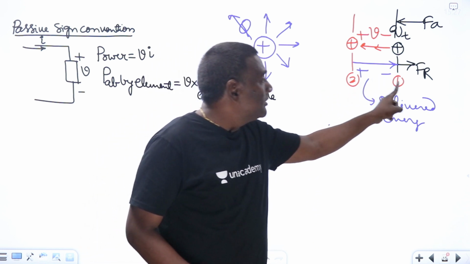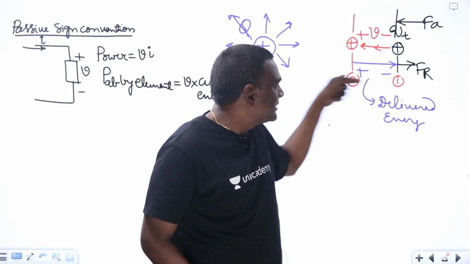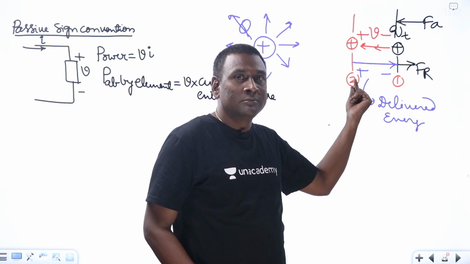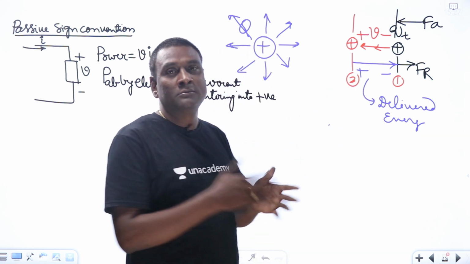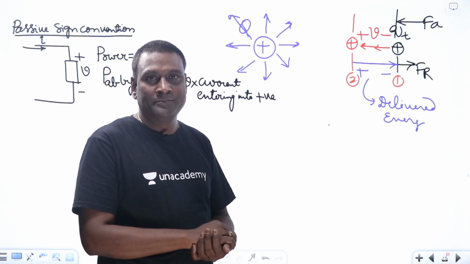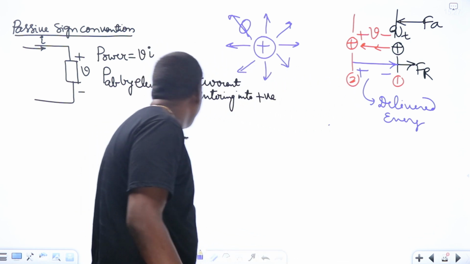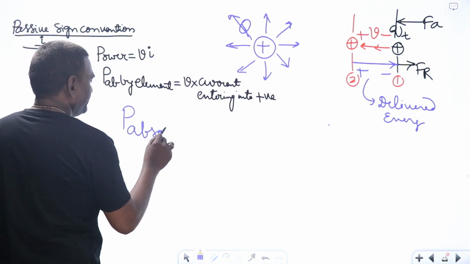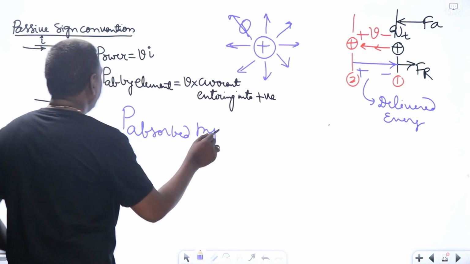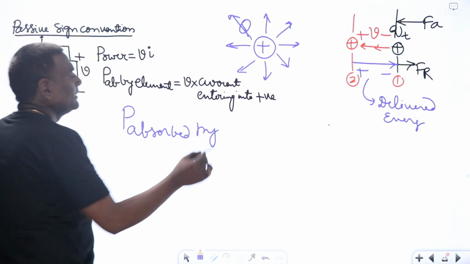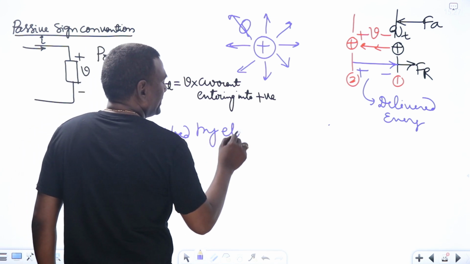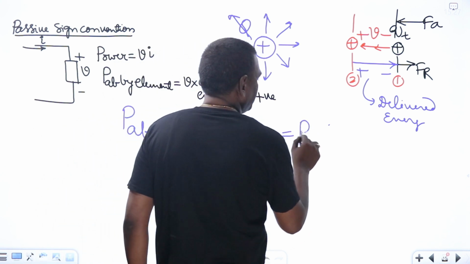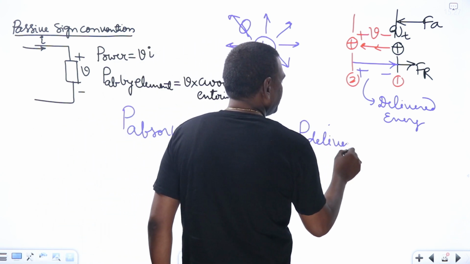Whatever will be the delivered energy, if you are moving from plus to minus, your current, in the sense here, the energy delivered by the charge carriers is going to be absorbed by your element or system. You understand my point, right? So see here, power absorbed by element, I'm considering this as one element or system, whatever it may be, equal to power delivered by charge carriers.